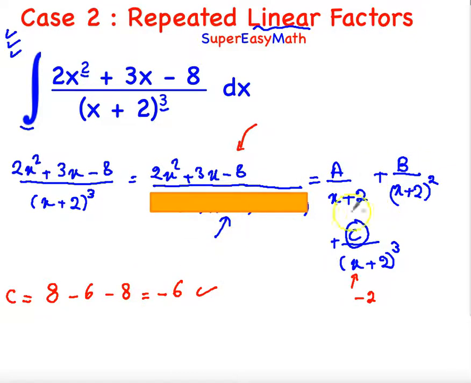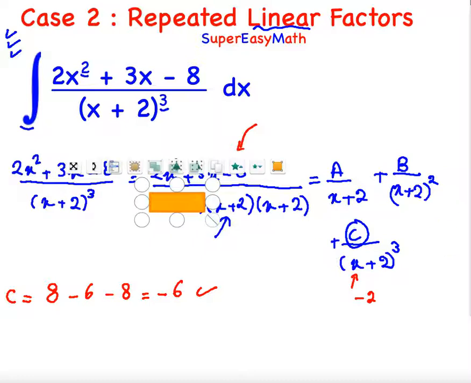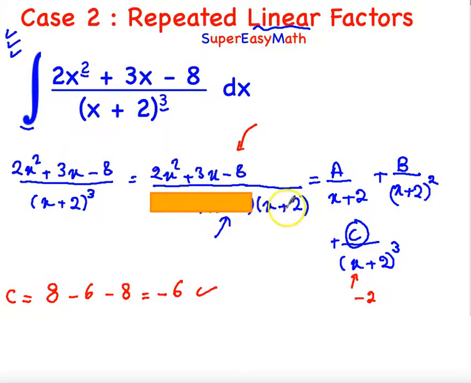To find a, we should also take x equal to minus 2, but we need to cover one of the (x plus 2) factors. In this case, if we substitute x equals minus 2, we will get 0 in the denominator. So we can't apply this method to find a. Same for b: if we cover (x plus 2) squared, we still have x plus 2, so substituting x equals minus 2 gives 0 in the denominator. So what we can do is take any value of x other than minus 2. I will take two values for x.